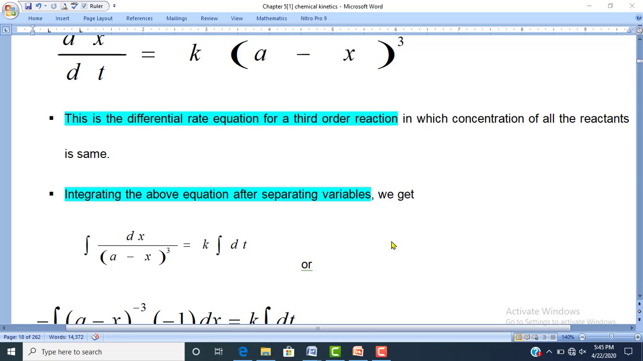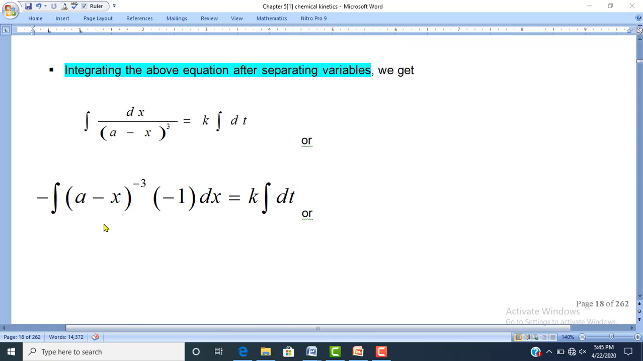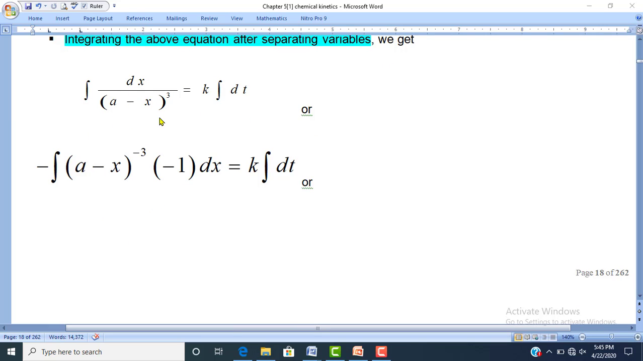So this equation will become the integration of dx over (a minus x) cube is equal to the rate constant k into the integration of dt. Or you can write this equation according to the rules of integration: negative integration of (a minus x) to the power minus 3 into minus 1 into dx is equal to k into the integration of dt. This is the mathematical integrated form of the above equation.